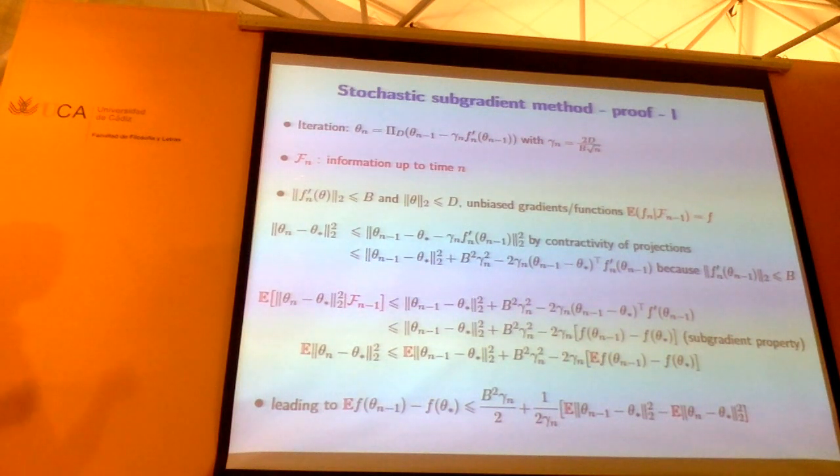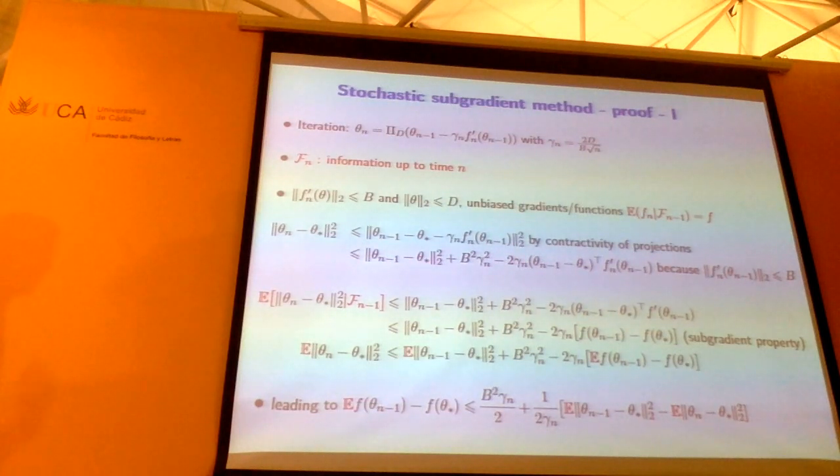I'm going to consider the distance to optimum. I can use contractivity of projections. This we have seen before the break, and so you get that this is less than this quantity. Then you can expand this quantity. This is a square norm. This is the first square term. This is the second square term where you use the fact that the gradients are bounded, and this is the cross product. This is exactly the same as before.